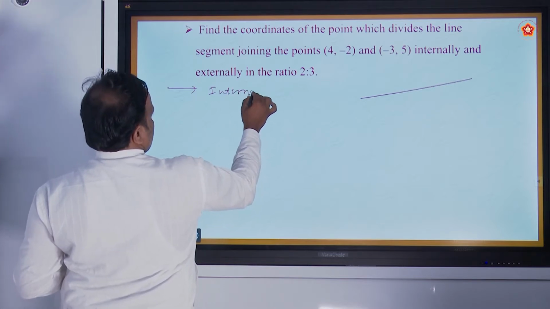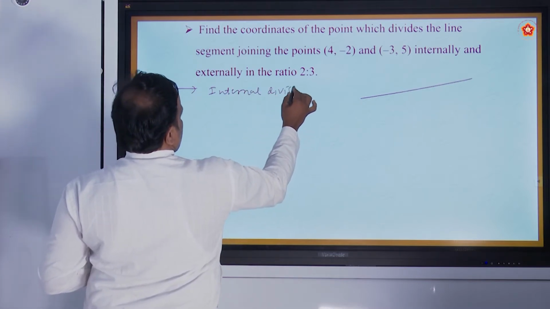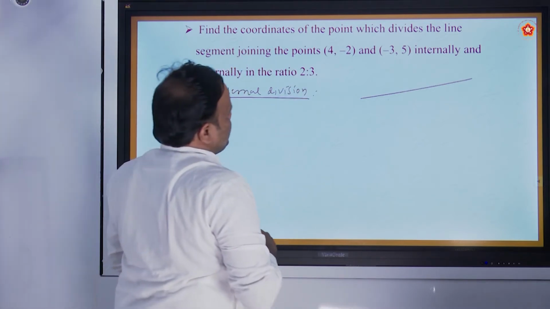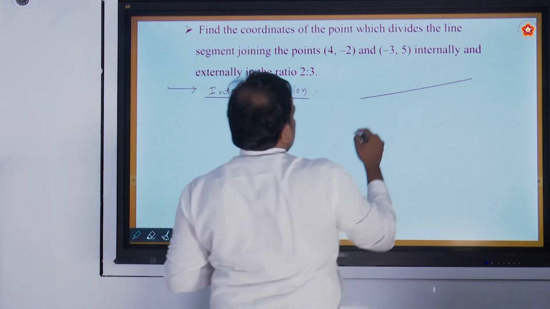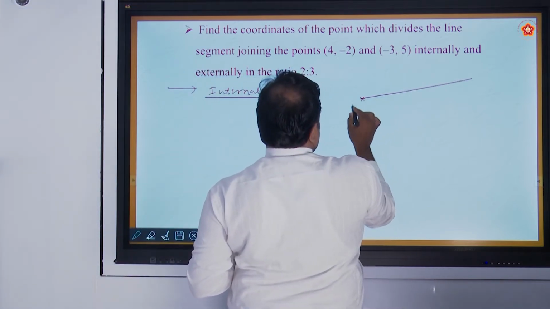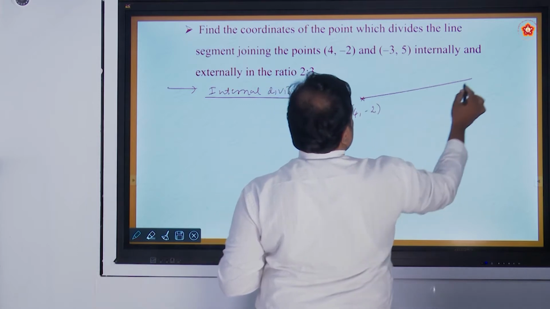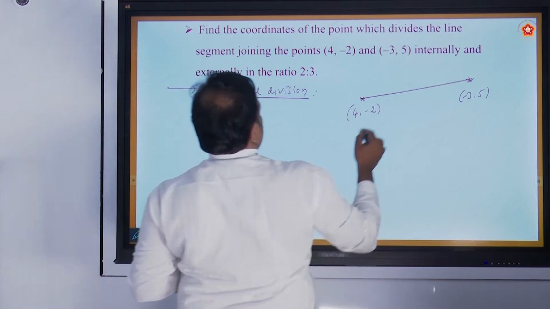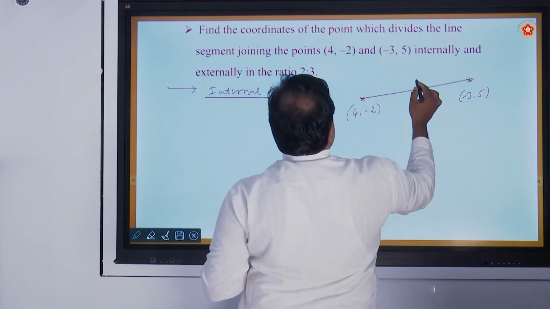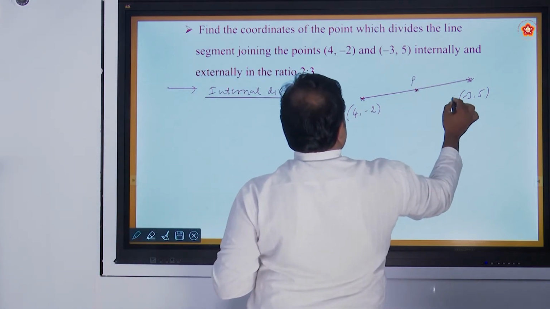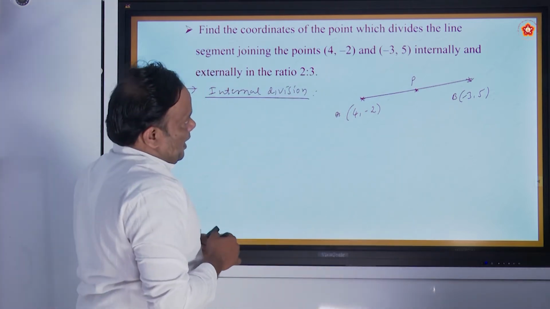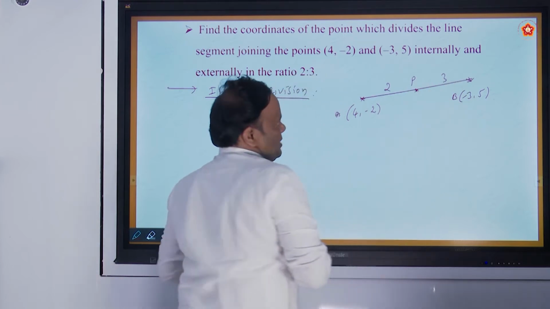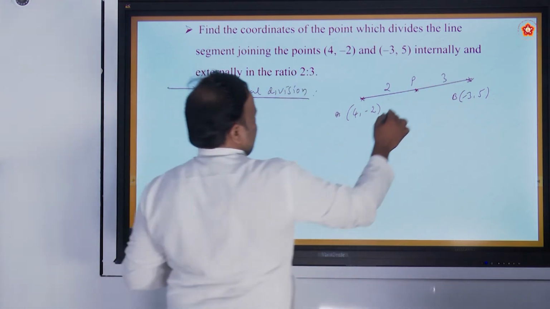Internal division. So what is the question? Find the coordinates of the point which divides the line segment joining the points (4, -2) and (-3, 5) internally. So you take any point here internally, this point P. This is A, this is B. The ratio given here is 2:3. This is 2 and this is 3. Then find the coordinates of the point P.